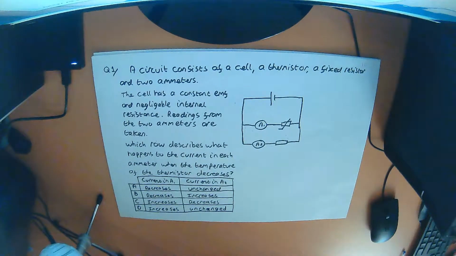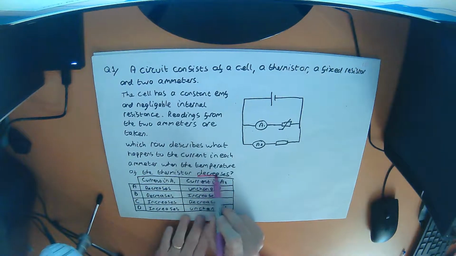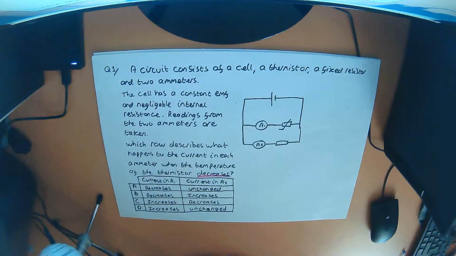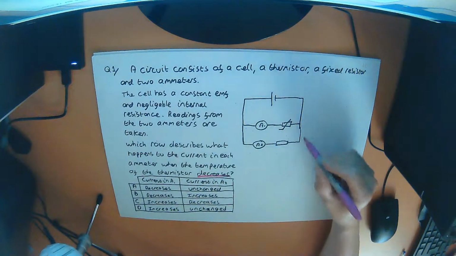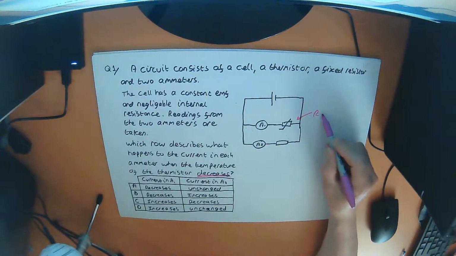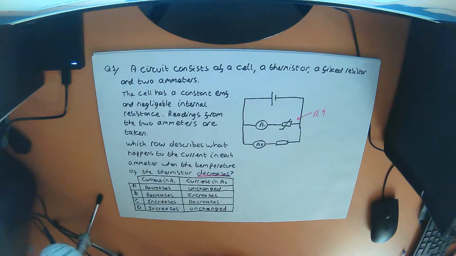This is a question about circuit rules and whether you understand about the behaviour of a thermistor at different temperatures. So the important thing here is that the temperature of the thermistor decreases. And we know that a temperature of a thermistor will affect its resistance, because when you give it extra energy, it makes it conduct more easily. If the temperature of the thermistor decreases, its resistance increases. So R increases as the temperature goes down.